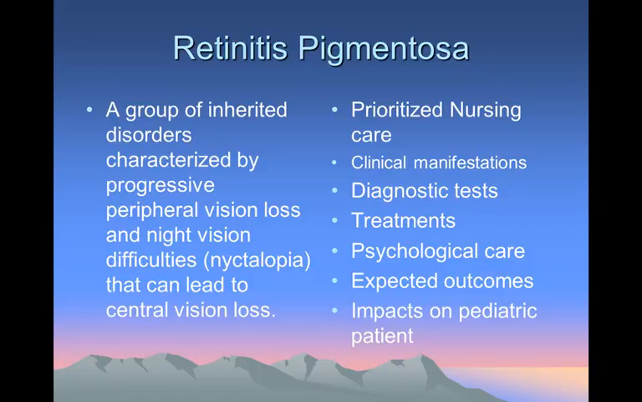This is rod cone dystrophy, where the rods and the cones, which are photoreceptors, die. The diagnostic test for this is electroretinogram, which measures the rod cone function. Unfortunately, there are no good treatments. They are treated with vitamin A and other antioxidant vitamins. If a patient is diagnosed with this, unfortunately, their expected outcome will be blindness. So it's very important to start teaching ways to deal with loss of vision before they go completely blind.